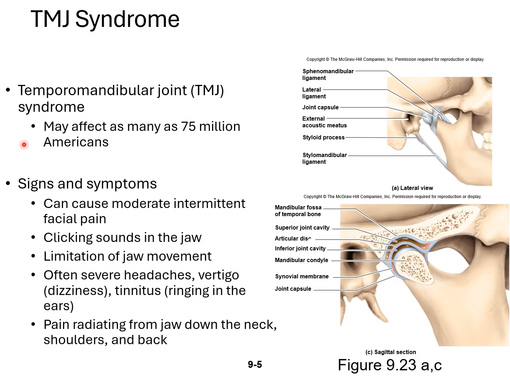This one, some of you have already had or dealt with, and it's a syndrome. TMJ syndrome affects as many as 35 million Americans. The signs and symptoms can include moderate to intermediate facial pain. This is that clicking sound in the jaw. It can limit the movement of the jaw. It's often going to be severe headaches, vertigo, that dizziness, tinnitus, the ringing of the ears, and pain radiating from the jaw down the neck, shoulders, and the back. A lot of people who've had this, it's all because of this joint.